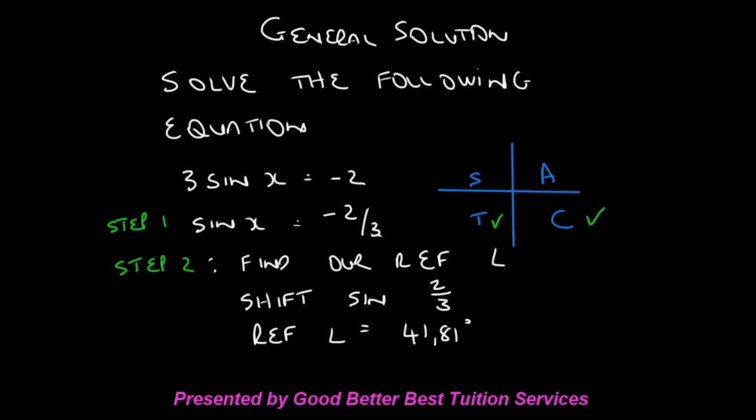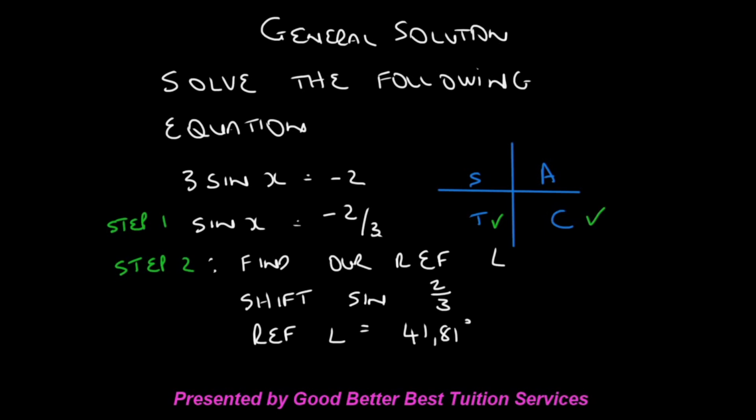We have 3 sine x is equal to -2. What we need to do is solve the equation. So we are going to divide by 3 on the left hand side and the right hand side. So we have sine of x is equal to -2/3.